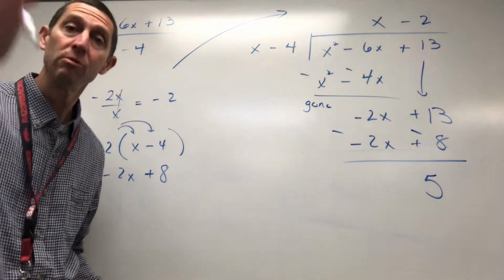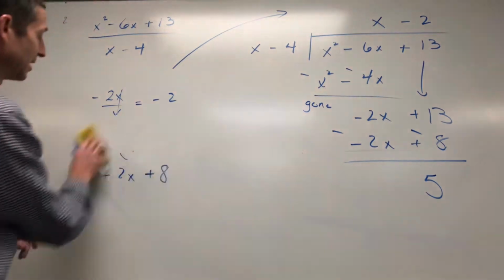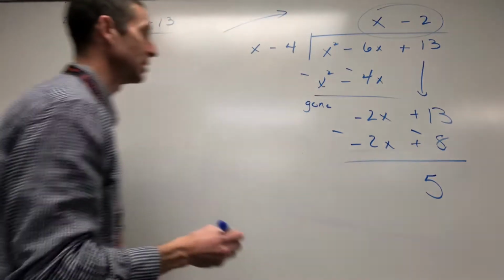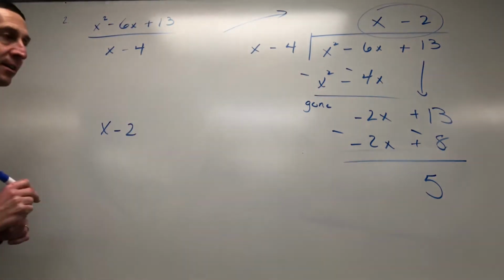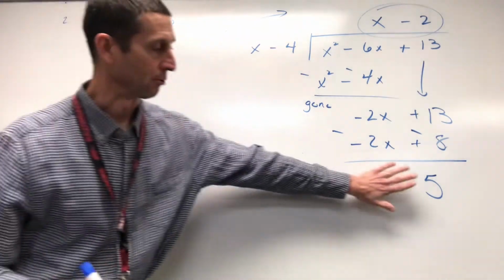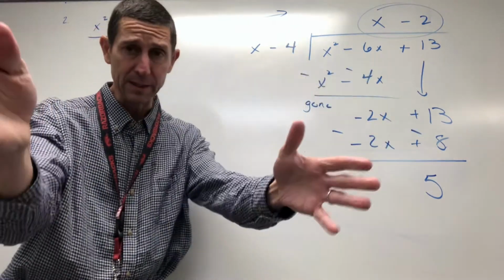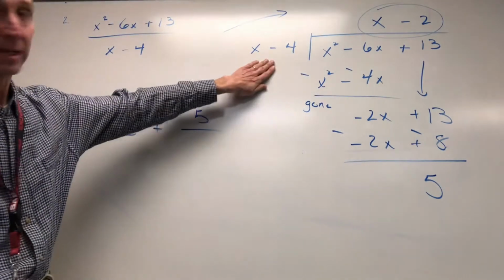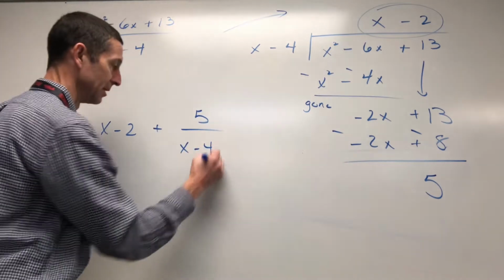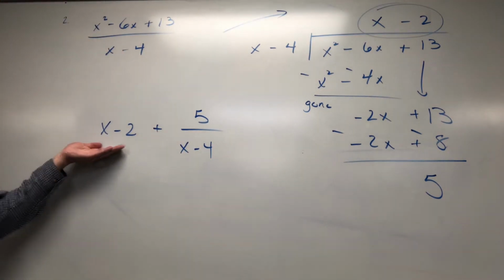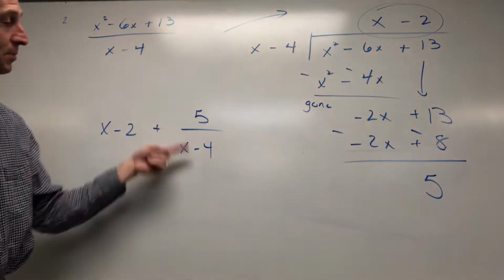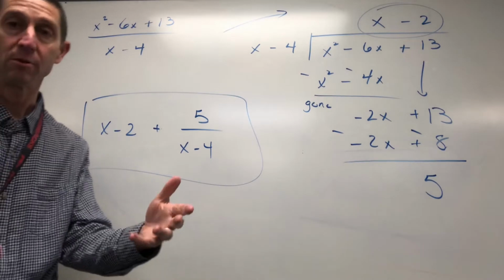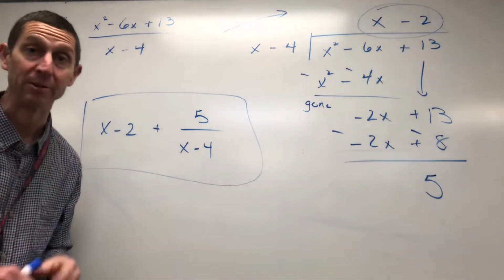Okay, how do we write our answer? That's the question. Well, we know we've got our final answer up here, this x minus 2. Then we're going to add the remainder, which is 5. It's part of a fraction, so it goes up top. What goes on the bottom is my divisor, this x minus 4. So again, answer out front plus your remainder on the top, your divisor, x minus 4, on the bottom. Boom. That's how you write your answer when you don't have a 0 right there, but you have a remainder.